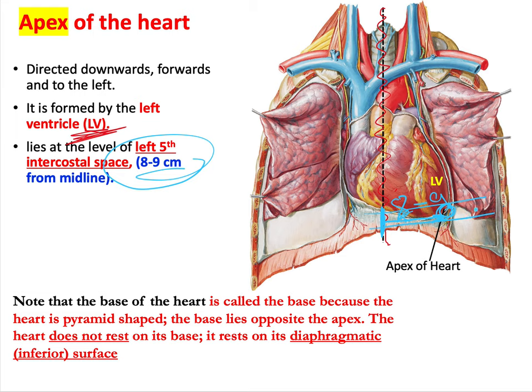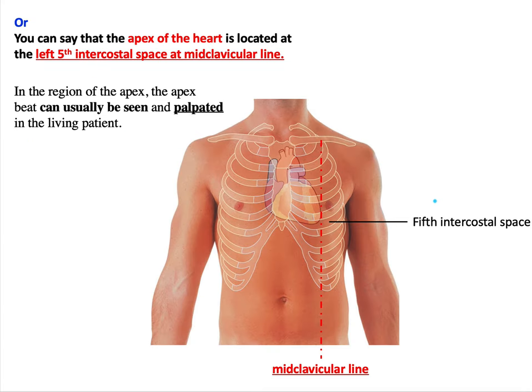I know maybe it takes too much effort to measure, and there is an easier way. Let me show you. So this is the left clavicle, right? From the middle of the clavicle, if you go all the way down, you draw the mid-clavicular line. So this is rib number 5, and this is rib number 6. In between, this space is the fifth intercostal space.